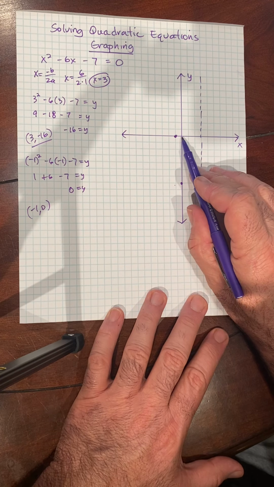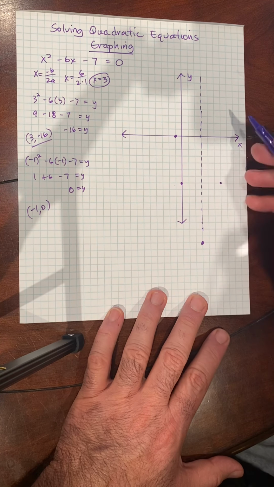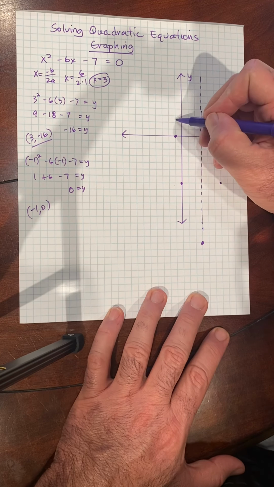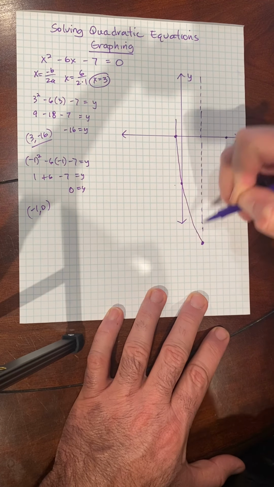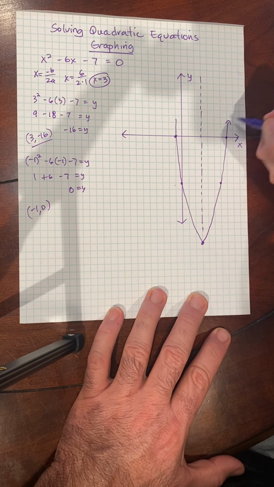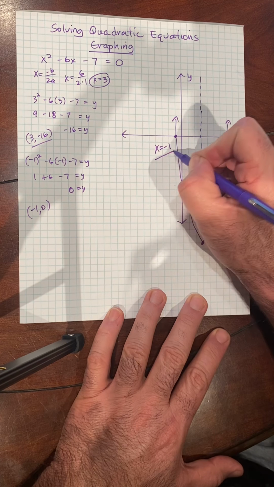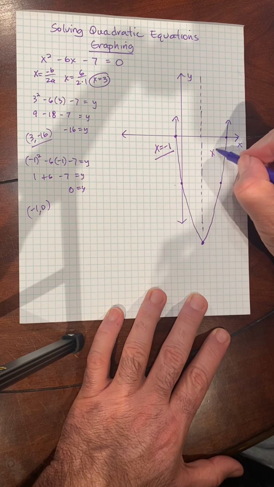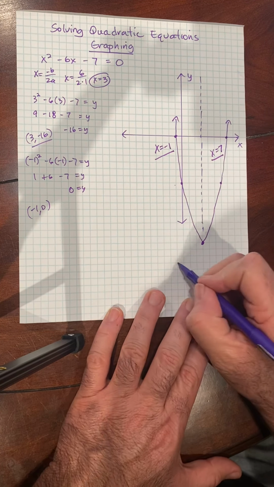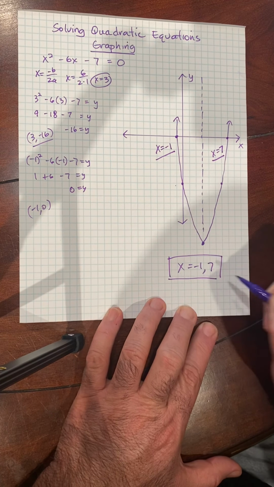So now here, reflect it. 1, 2, 3, 4. 1, 2, 3, 4. There we go. Smooth curve as best you can. When they're this big, they're not that easy to draw. So right here, x equals negative 1. Right here, x equals 7. X equals negative 1. X equals 7.